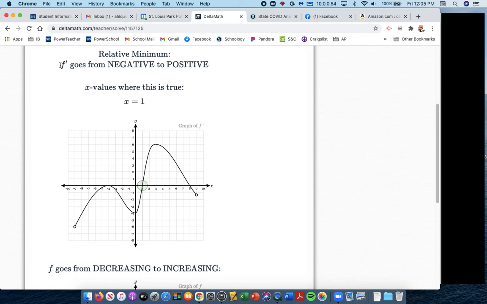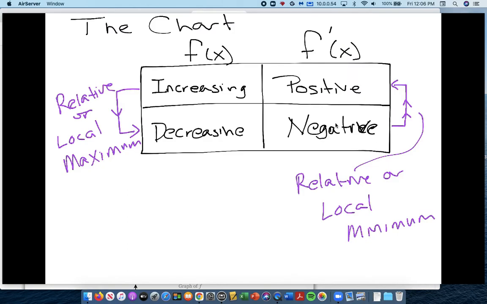This right here is when AP asks for a reason or a justification, that's what they're asking for. They want you to justify by making that statement. Now you get that statement from the chart. You get this statement from the fact that we're going from negative values up to positive values. Okay, so let me look at a different one.